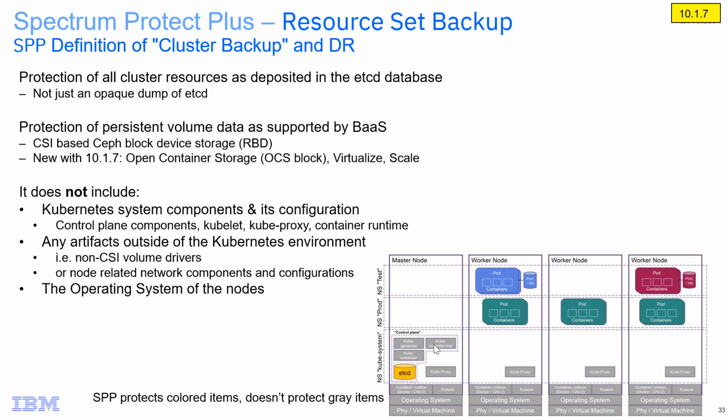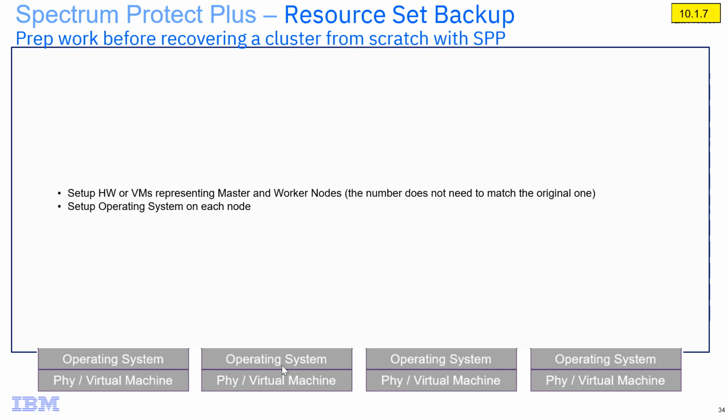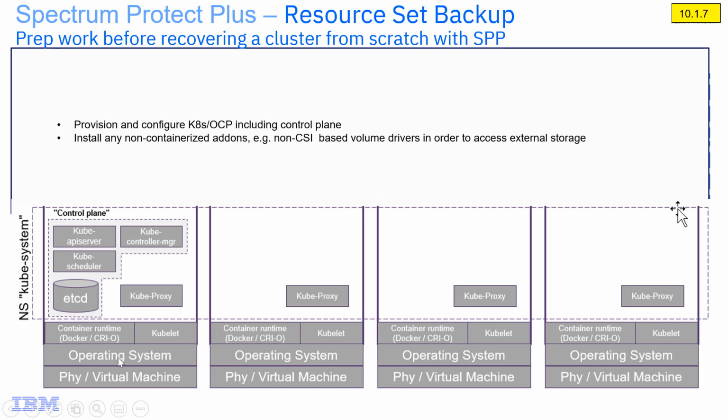So if you look at this picture here, Spectrum Protect Plus is able to protect the colored items, but doesn't cover the gray items. So if you had a complete disaster of your cluster where everything was lost, the first piece you'd have to do is set up your hardware or virtual machines and set up the operating systems for each of those nodes. Then you would have to go out and provision and configure the Kubernetes or the OpenShift control plane, and this would include installing any of the non-containerized add-ons like the non-CSI based volume drivers.